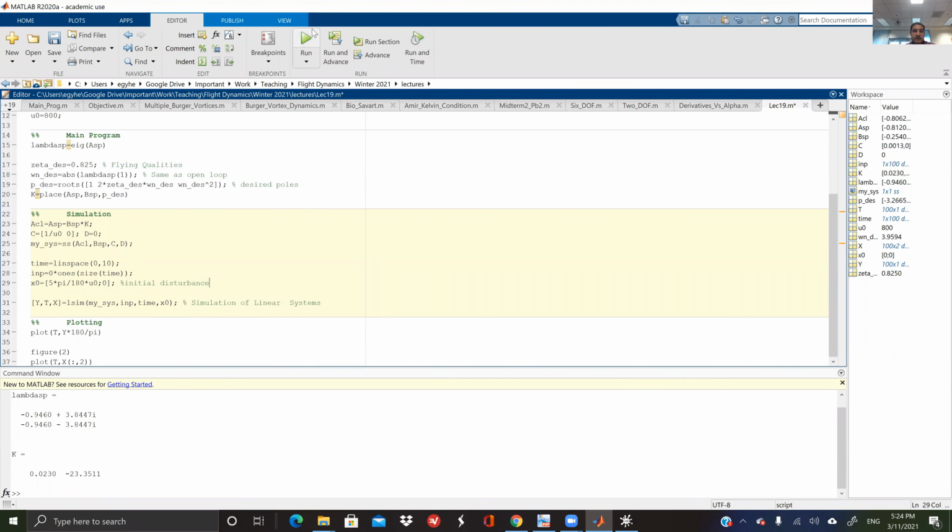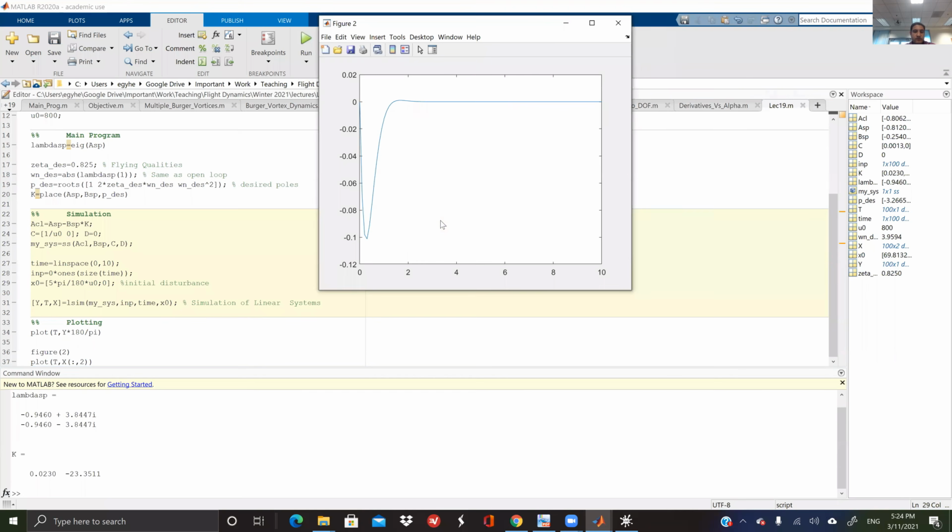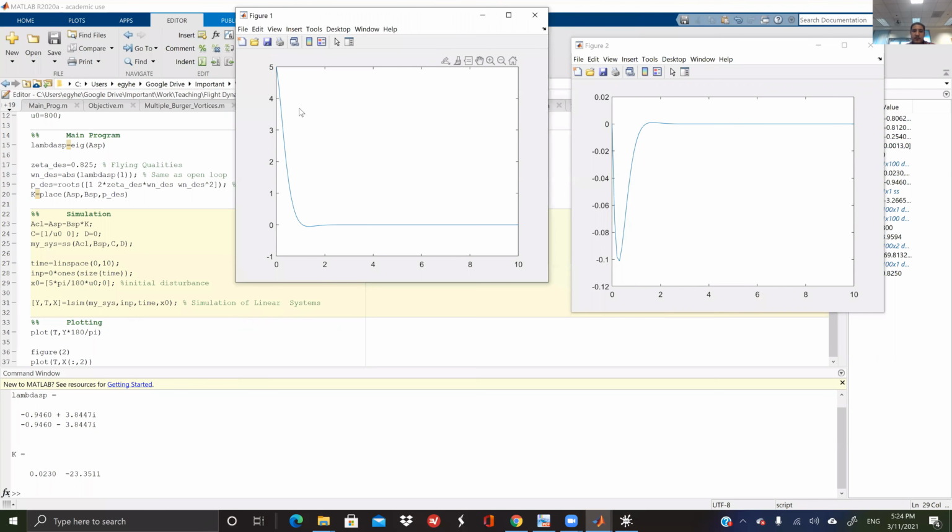I'm gonna simulate that. So this is the disturbance, the 5 degrees that you get at the beginning, and it dies out after a while, okay? I need to check if my elevator, in correcting for this motion, did not exceed the limits.